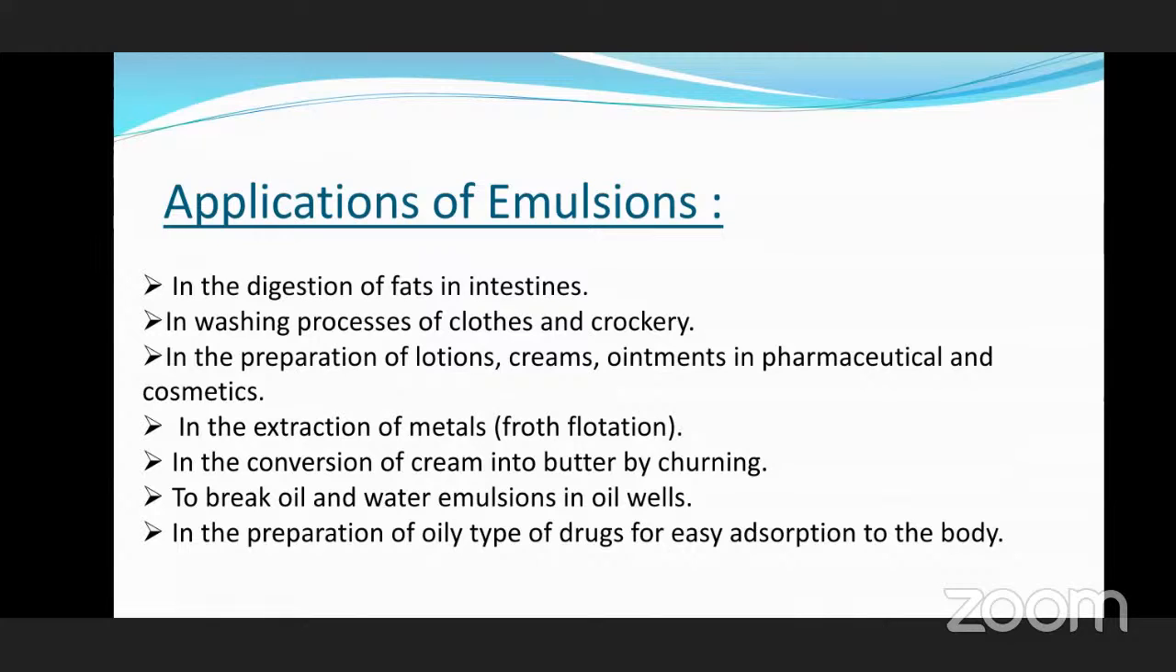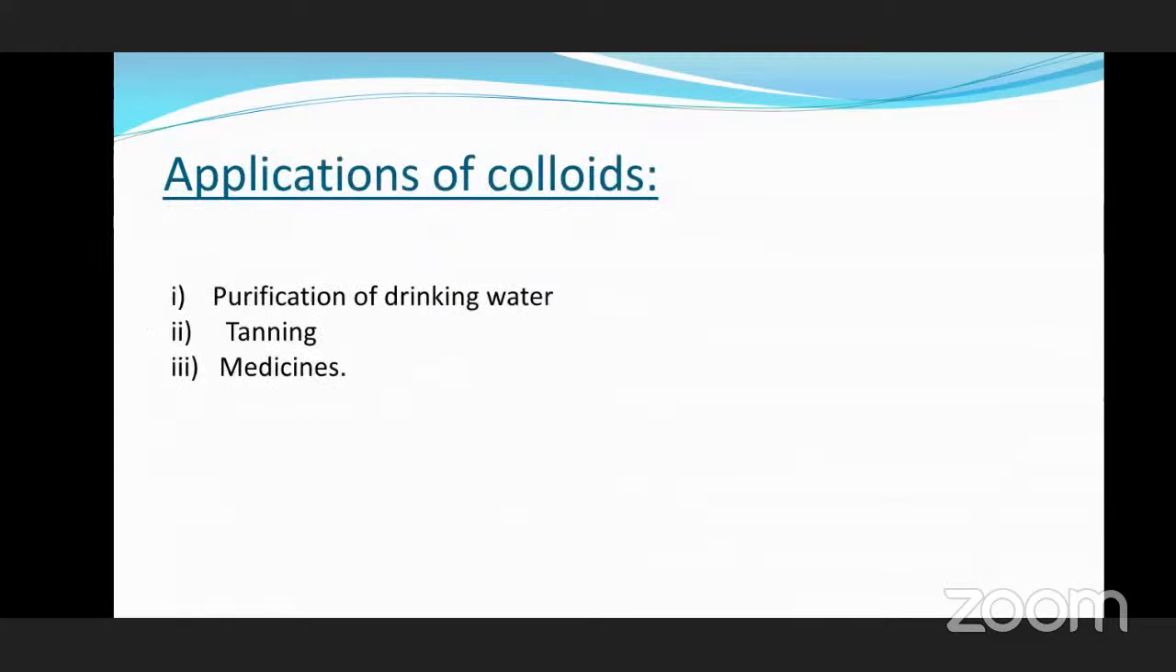Okay, then the last one, that is applications of colloids. The first one here is purification of drinking water. Here we have to purify the water. By using colloids, you can purify the drinking water.